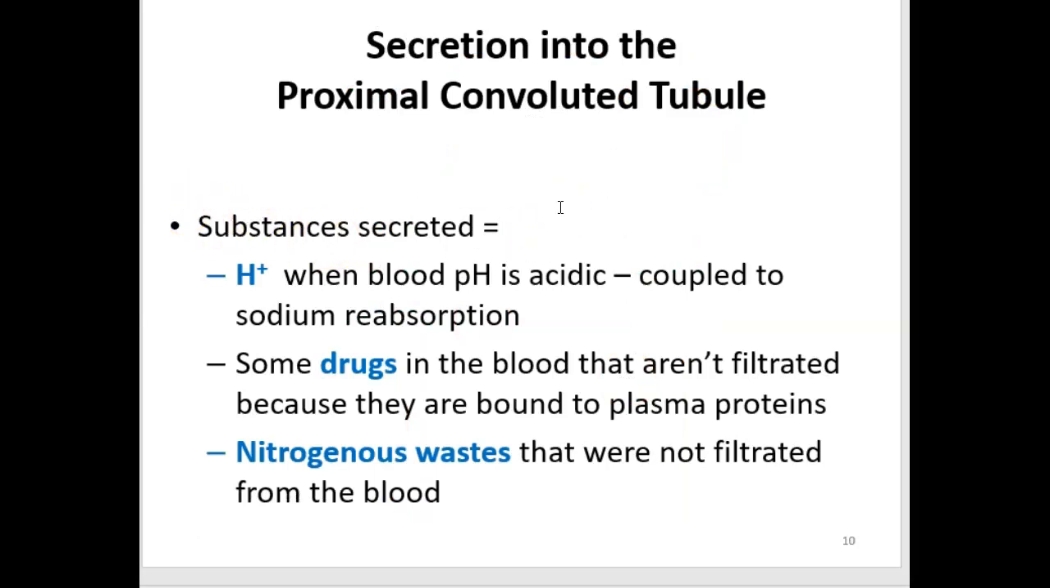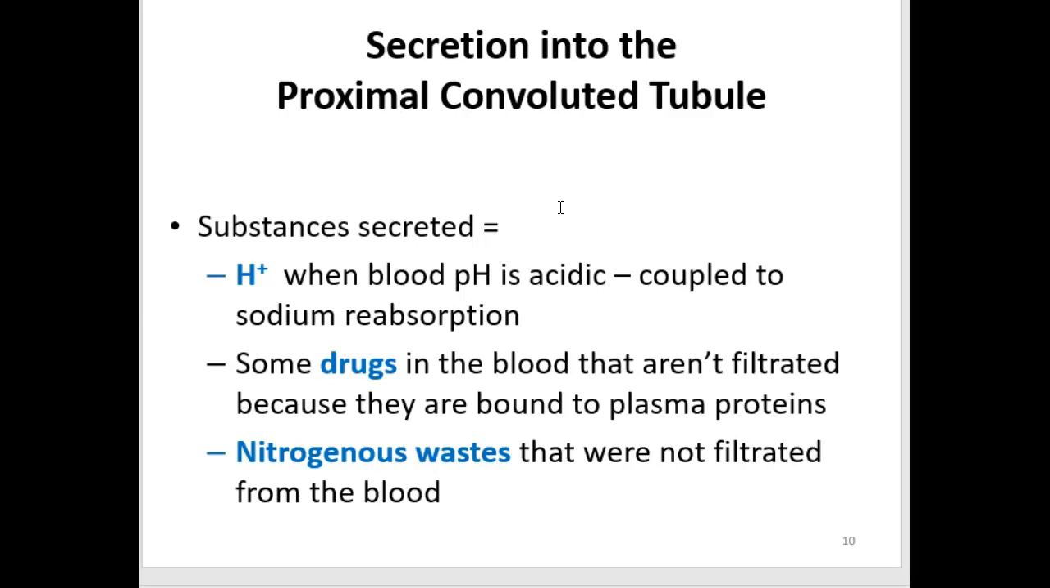Okay, there are some substances that are secreted into the proximal convoluted tubule. The one that I really care about the most is hydrogen ion, because we will address that again later. Hydrogen ions, of course, determine pH, or the concentration of hydrogen ions do. And when the concentration is high, the blood pH is acidic. We can get rid of these excess hydrogen ions in the proximal convoluted tubule as we reabsorb sodium. And I'll show you that process.